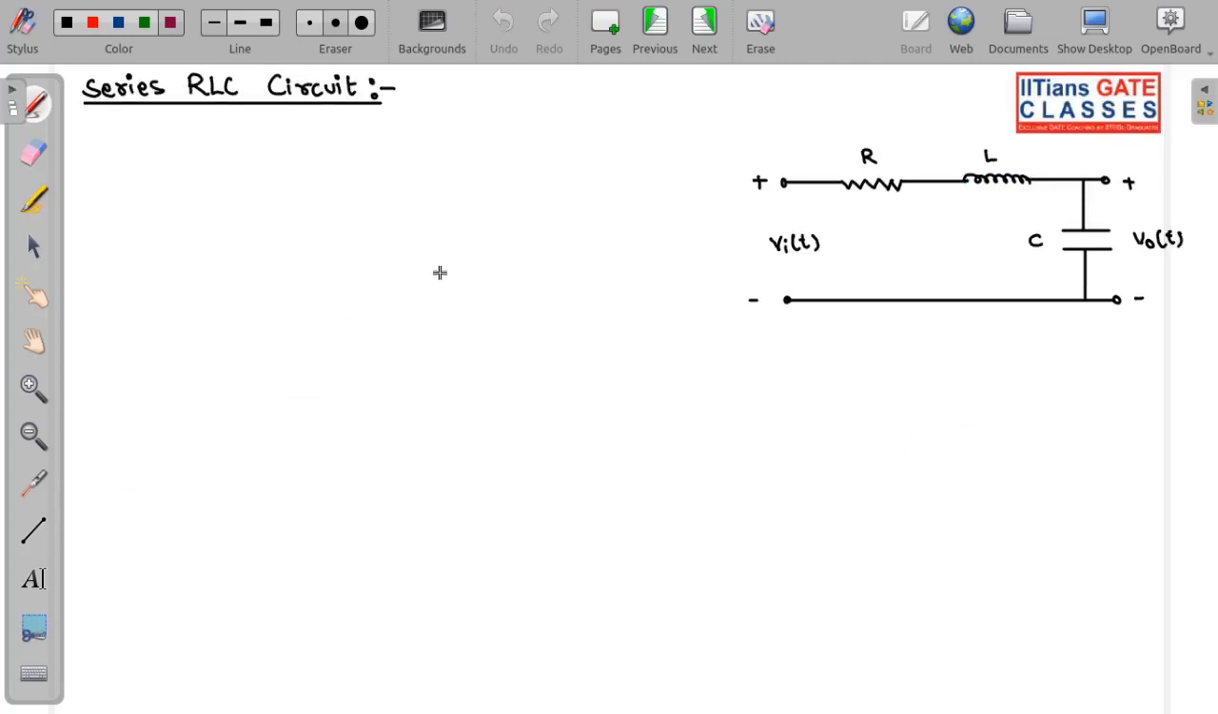Okay, so now over here we have your series RLC circuit. So very quickly, I am giving you 1 minute, calculate V naught S by VI S. Okay, very quickly calculate this. So we will see what this V naught by VS is.